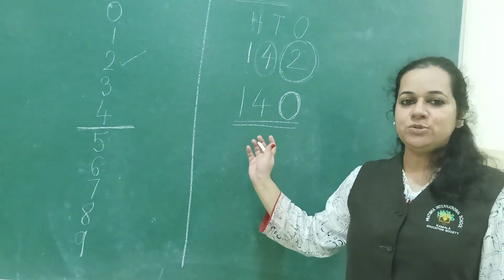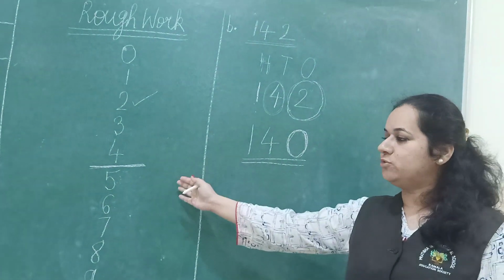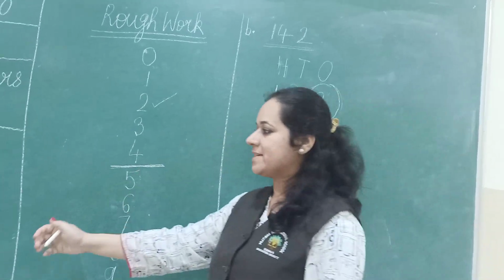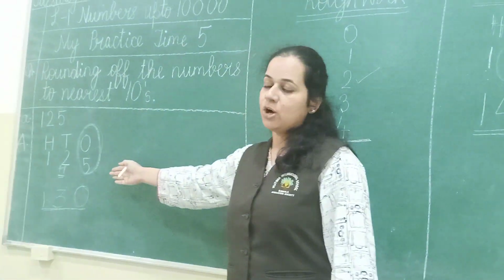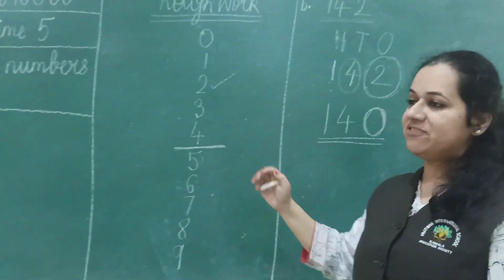Is it clear to you all? This is what we do when we convert a number whose ones digit is bigger than 5 or smaller than 5.